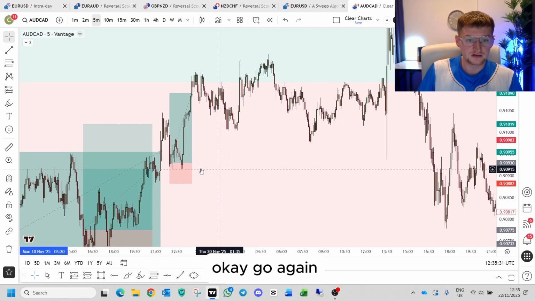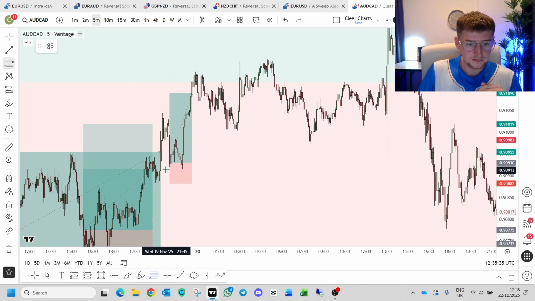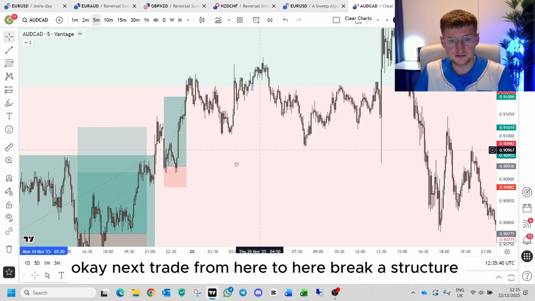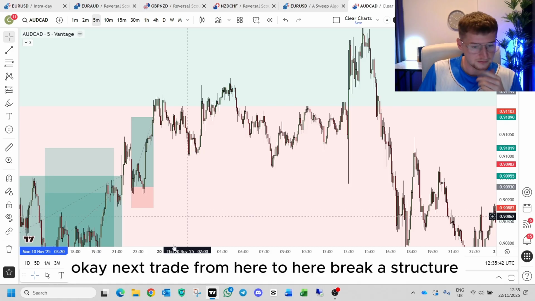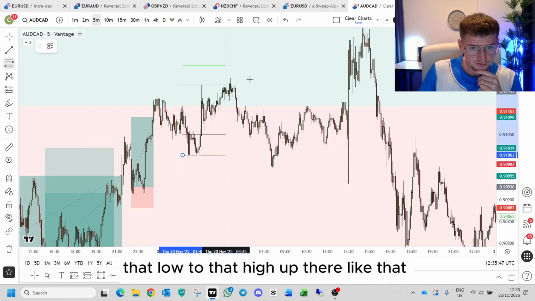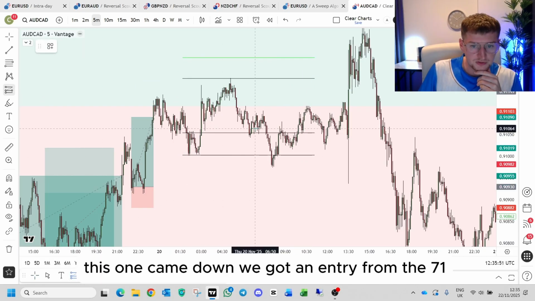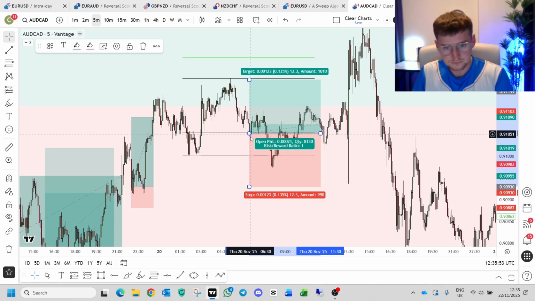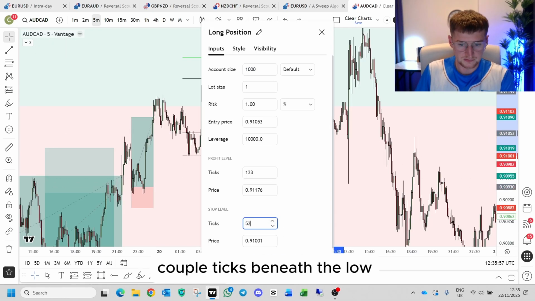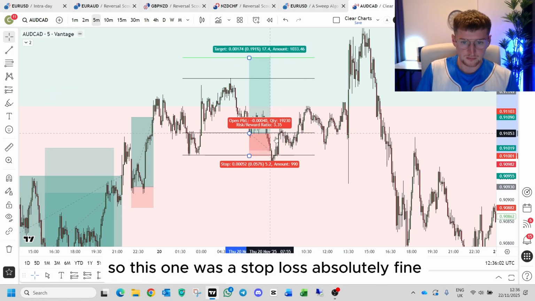Okay, go again. Price made a low, made a high. Let's check the fib. Low to the high, it didn't pull back far enough, so we let that one go. Okay, next trade from here to here, break of structure. That low to that high up there. This one came down, we got an entry from the 71, and this one got stopped out, a couple ticks beneath the low.